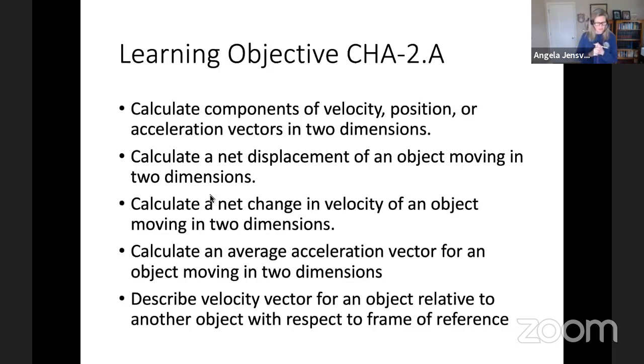So what does it say? Calculate components of velocity. You just did that, so mission accomplished. You should be able to do the same thing for position and acceleration in 2 dimensions. Calculate a net displacement of an object moving in 2 dimensions. Calculate a net change in velocity of an object moving in 2 dimensions. Get average acceleration, and then describe the velocity vector for an object moving relative to another object with respect to its frame of reference. What does that mean? That's relative velocity. So we're going to look at that today.